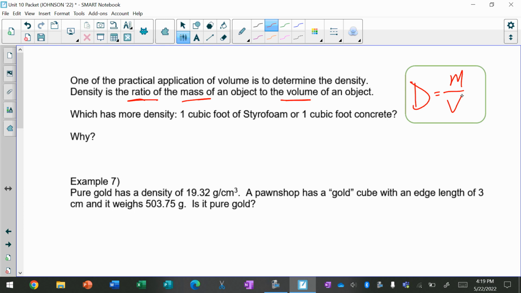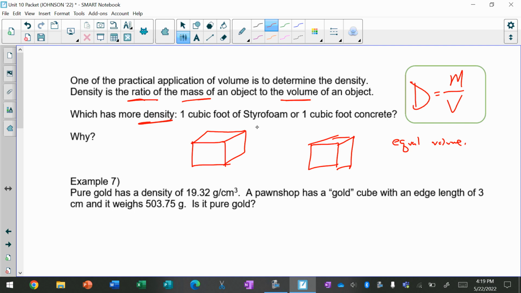So if you have 1 cubic foot of styrofoam, so if I have a 1 foot by 1 foot by 1 foot cube of styrofoam, and I have a 1 foot cube of concrete, and I say, well, which one has more density? Well, you have equal volume, but obviously 1 cubic foot of concrete is going to have a lot more weight, a lot more mass.